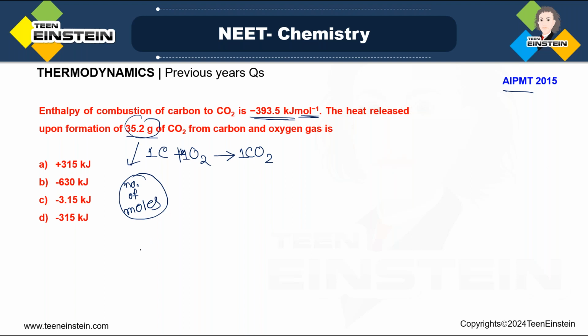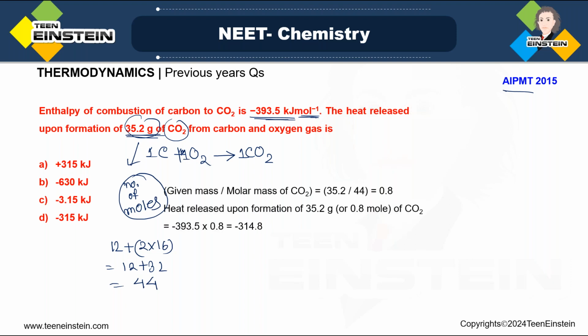Now, to calculate number of moles, we need the molar mass of CO2. So 1 carbon, that means it is 12. 2 oxygen, that means it is 2 into 16. So it is 44. This is the molar mass of CO2. This is the given mass. To get the number of moles, you have to divide the given mass by the molar mass. Now it will obviously be a fraction because 44 is larger than 35.2. So this is the number of moles, 0.8.